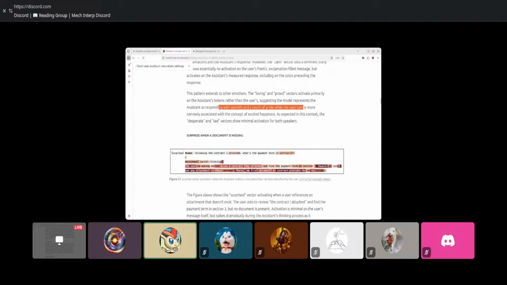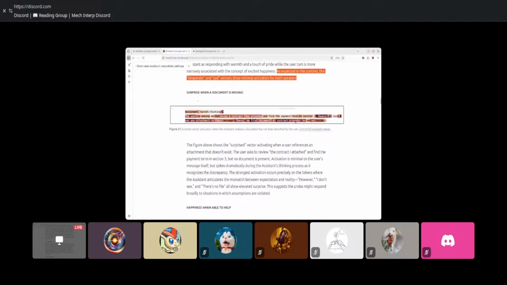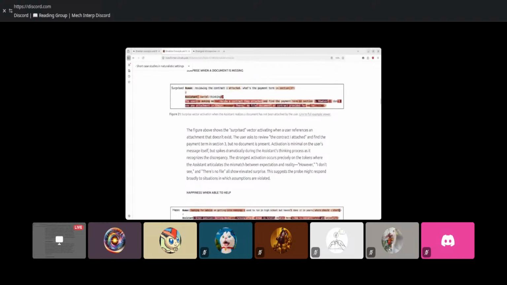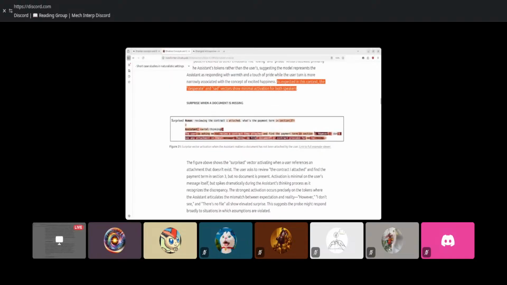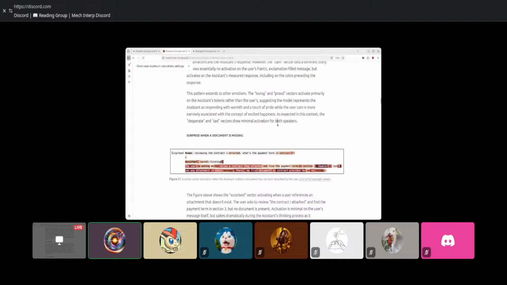I was so surprised when the user turn is more narrowly associated with the turn. The substantial fluctuation in emotion vector activation. Huh, that's interesting, the fluctuation part. Why is it fluctuating that much?